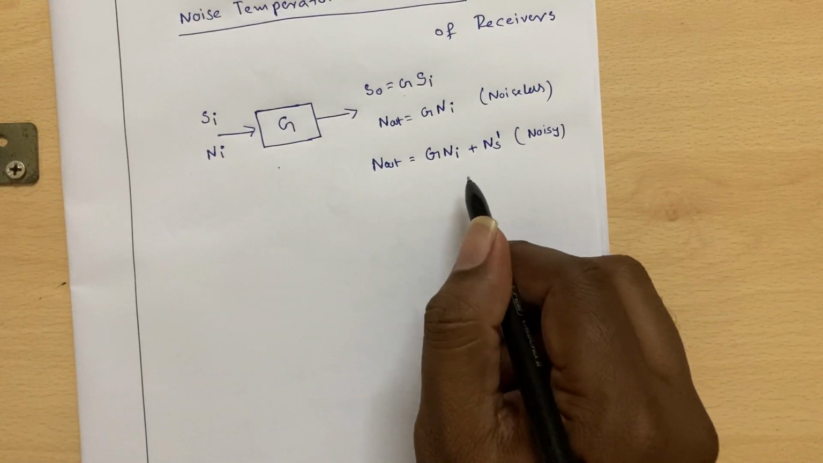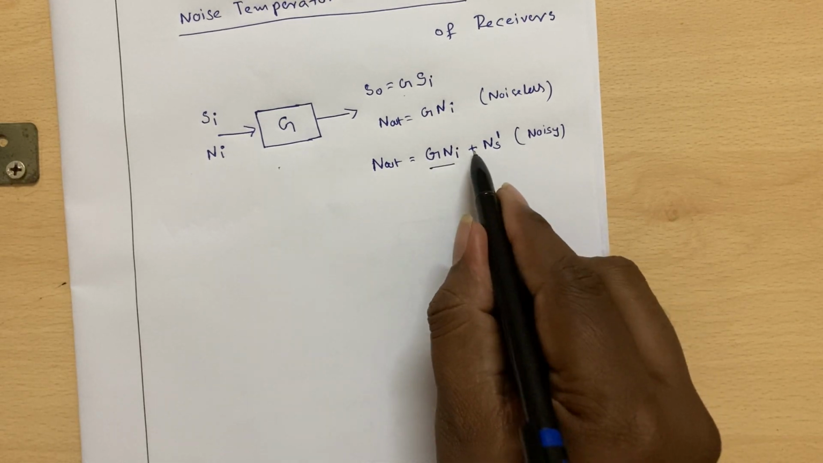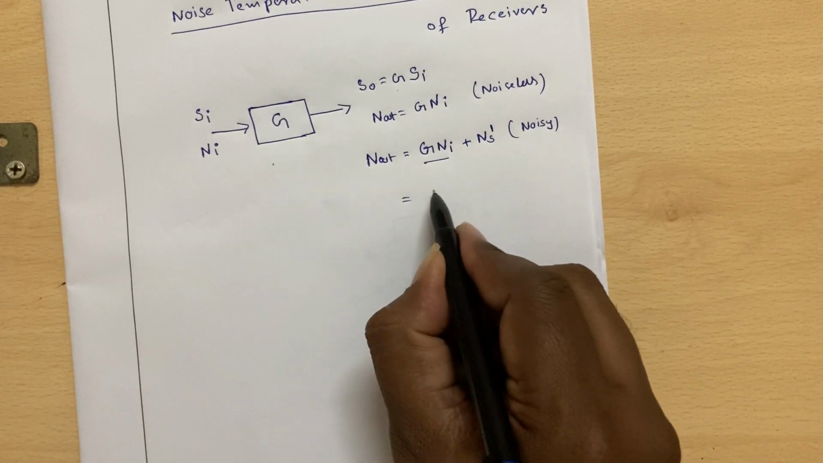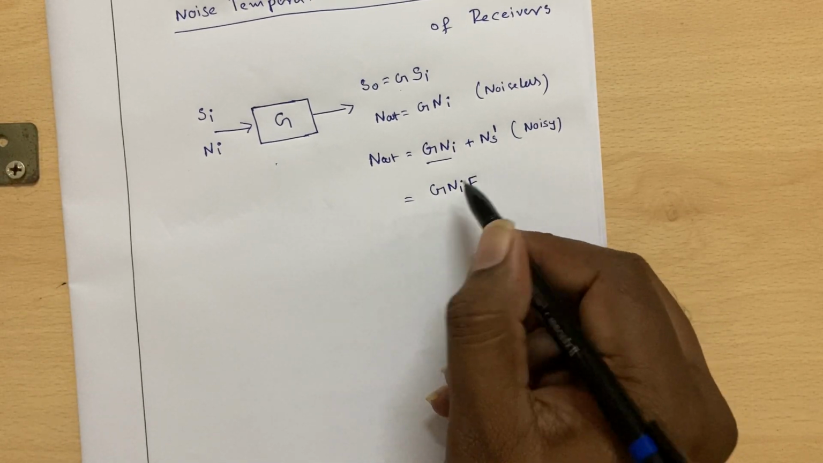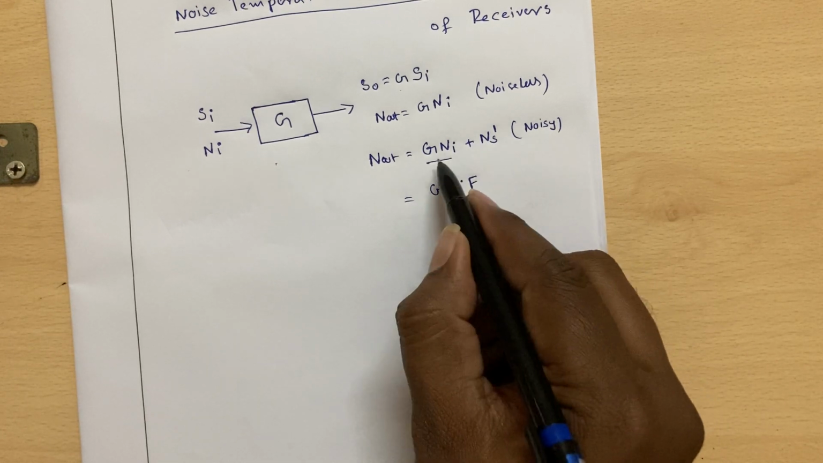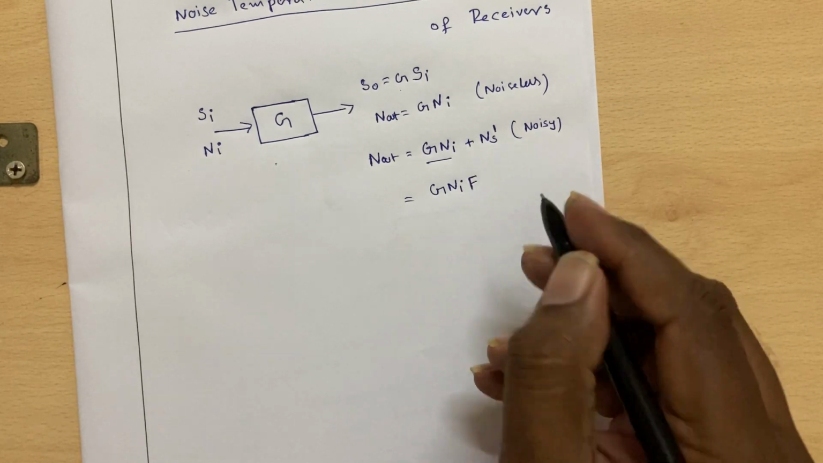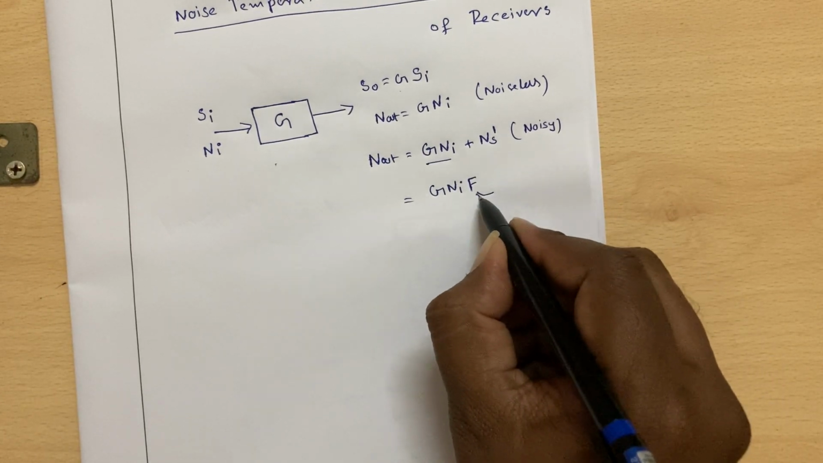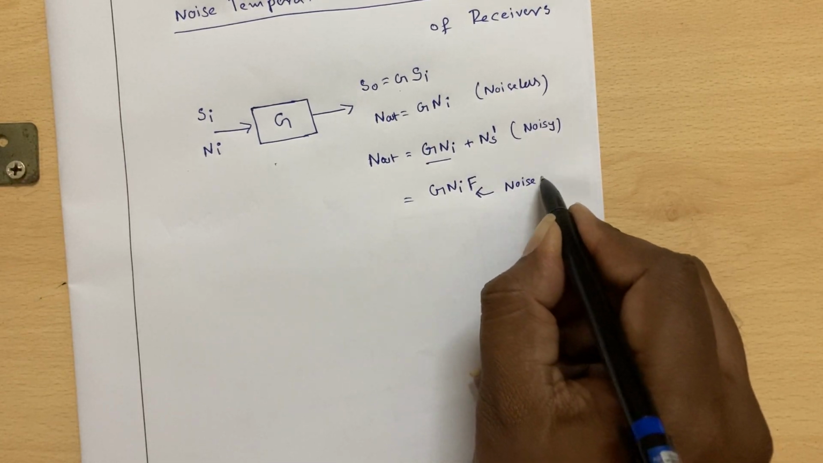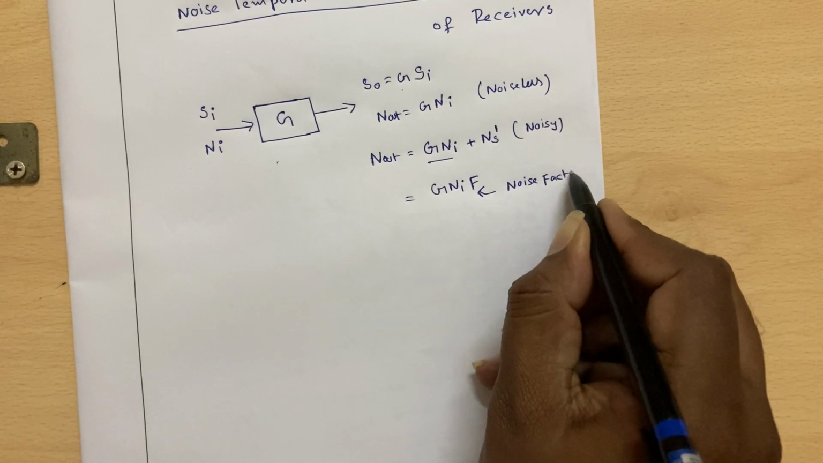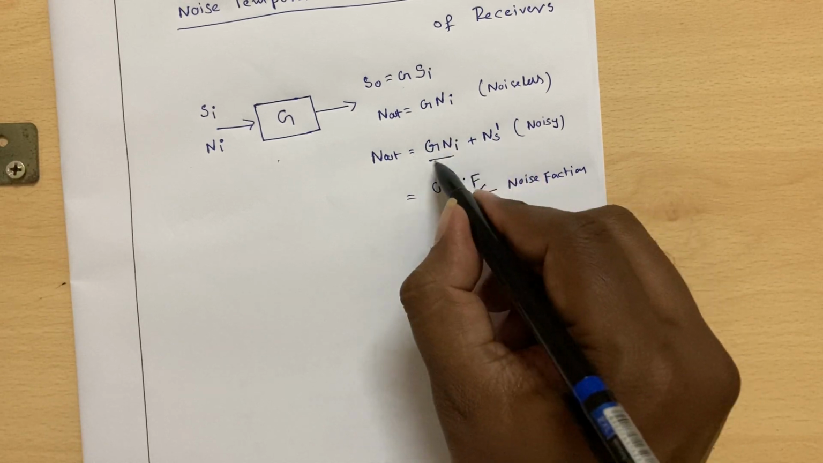So this is the case when the block is noisy. We have two representations of how the additional noise is added to G into Ni. Either you add it, or you multiply with some factor. If you multiply with some factor, this factor is called the noise factor; we will come back to it. First we will explore the first way of representing the additional noise, that is, adding to the G into Ni.